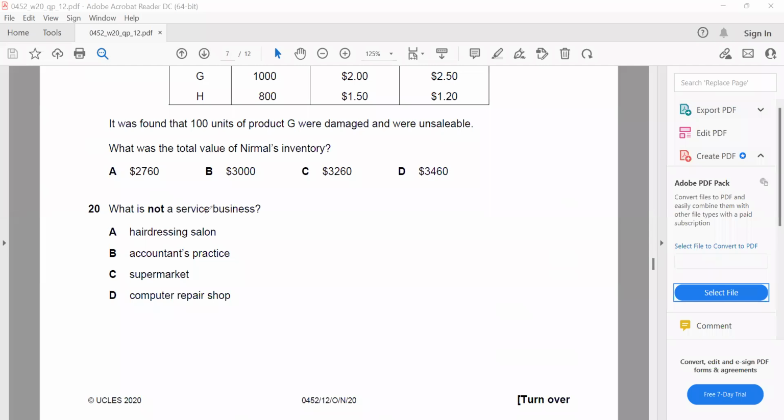What is not a service? Services do not have stock, do not have inventory. Hairdressing salon, which provides salon service. This is more towards service. Accounting practice, basically providing accounting services. Supermarket, where you go to buy the stuff that you want to use, goods coming in and sold. So that is more toward a trading business.